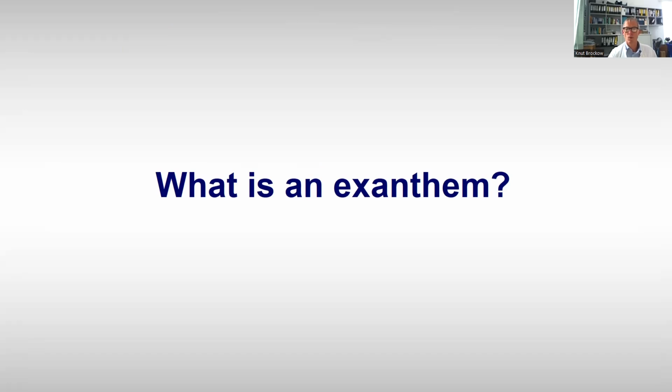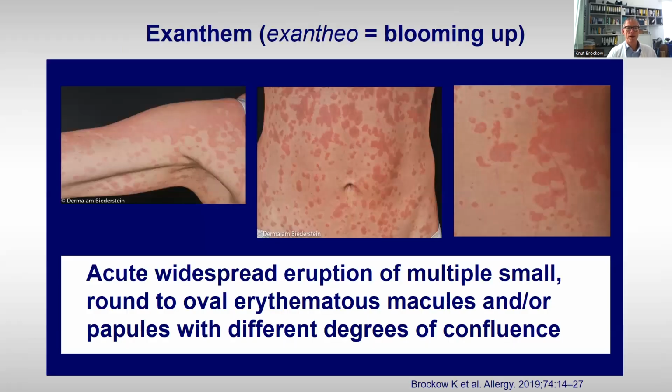The question is, what is an exanthem? An exanthem comes from the Greek exantheo, which means blooming up. And it is a skin reaction which occurs suddenly, blooming up, and is widespread over the body. So at the moment, we do understand an exanthem as an acute widespread eruption of multiple small round to oval erythematous macules and or papules with different degrees of confluence. What we typically understand as an exanthem are the childhood diseases like measles or varicella.